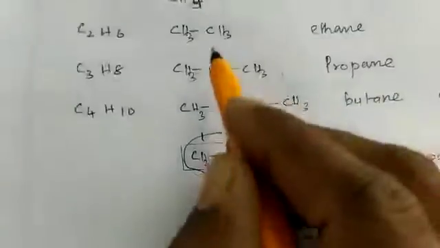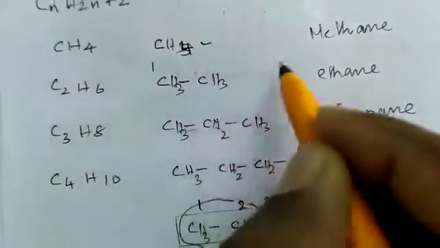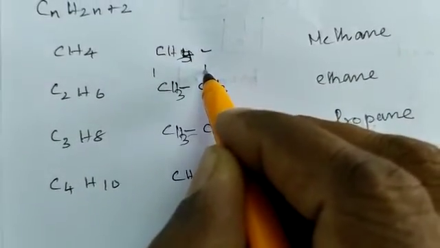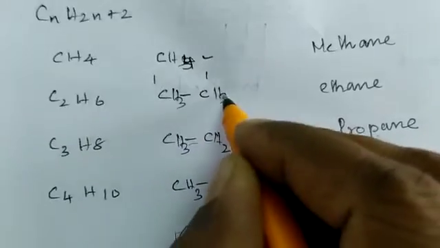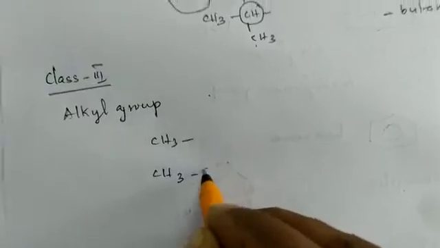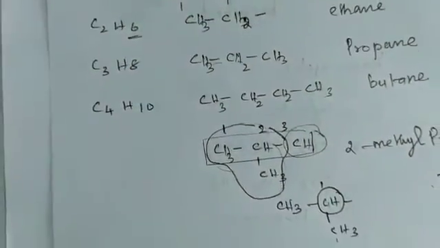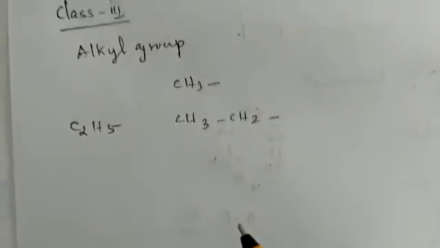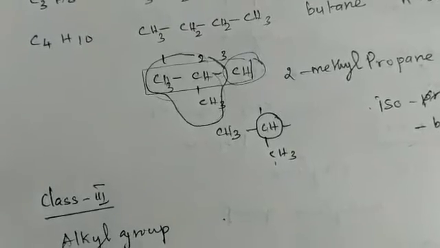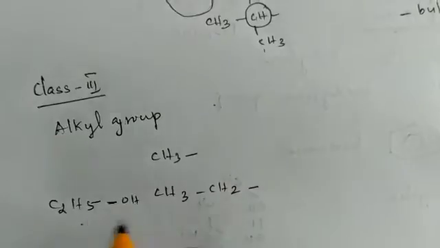Next, consider ethane. From left to right, this is carbon number 1. From right to left, this is also carbon number 1. So we can remove hydrogen from either side, and we will get the structure like this: CH3-CH2 or C2H5. You have to put a hyphen, because if you put an OH group, it will become ethyl alcohol.